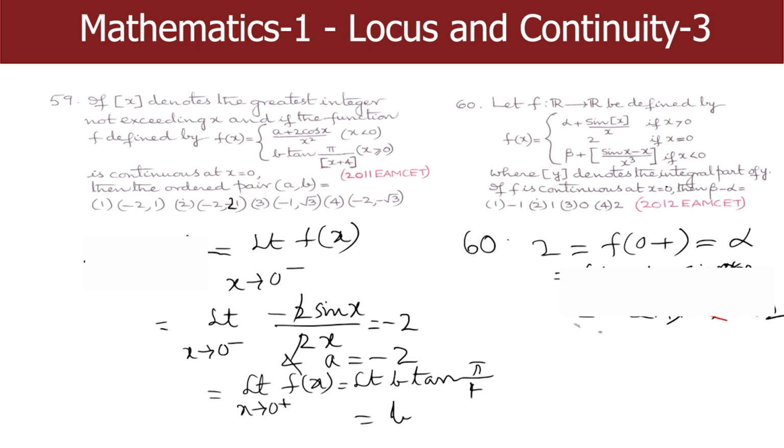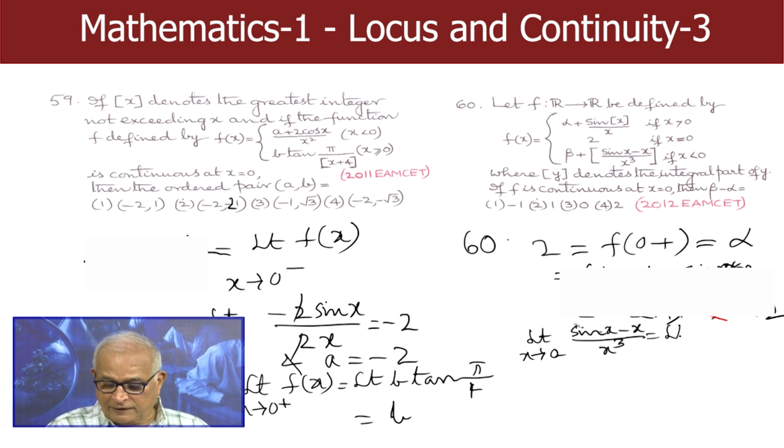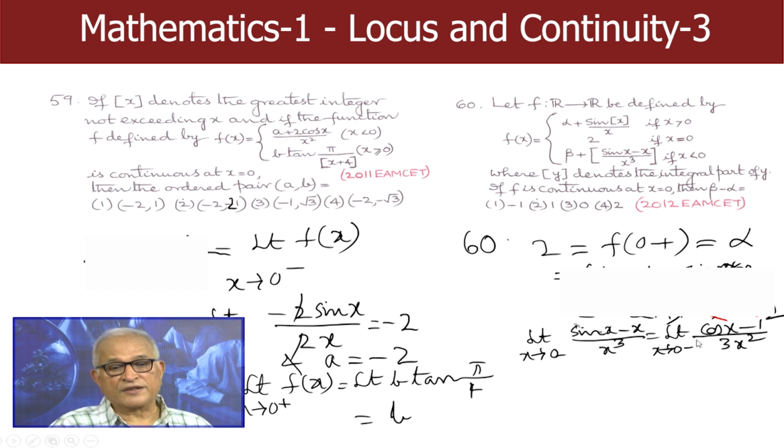Whenever x is negative, f(x) is defined by beta plus bracket sin x minus x by x cubed. Okay? So, let us see what is the behavior of sin x minus x by x cubed. Let us see what is the limit of this as x tends to 0, where 0 minus no matter. So, limit cos x minus 1 by 3x square. I applied L'Hopital's rule. Follow? Cos x minus 1 by 3x square. Limit 1 minus cos x by x square is 1 by 2. So, this is minus 1 by 6.